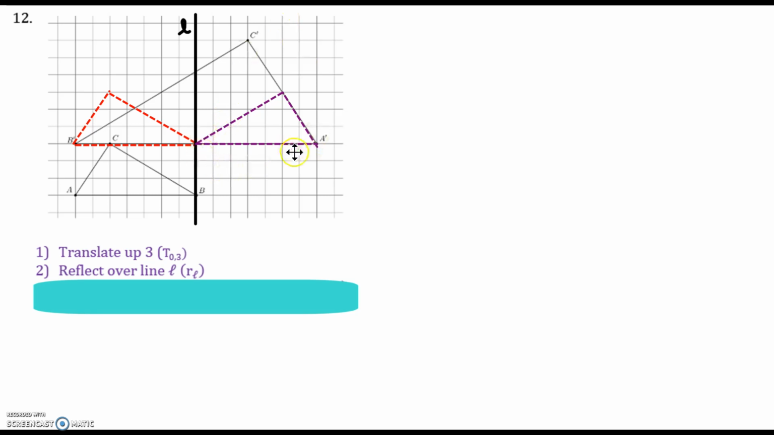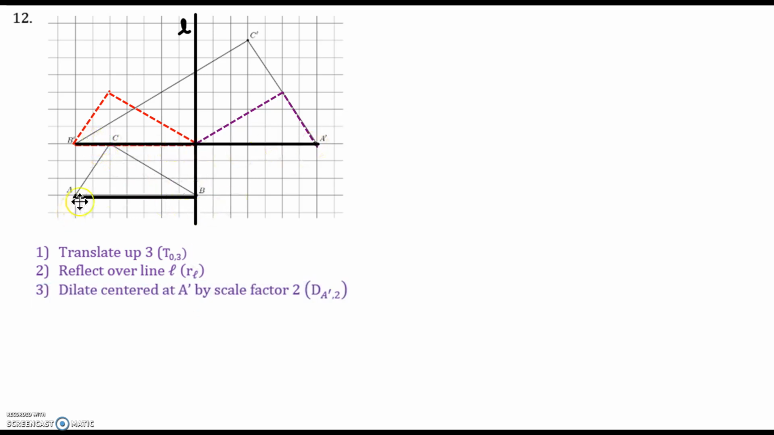Then after I have this purple one in here, I'm going to dilate it. I'm going to use point A prime as the center because that's going to remain fixed. And then the same as before, I want to pick lengths from my pre-image and my image. So for my image, I'm going to use the length from A prime, B prime, all the way across here. And that would correspond to the length from AB. And so I'll figure out how long each of those is and then divide. So for A prime, B prime, it's 14, and for AB it's 7, which makes 2.